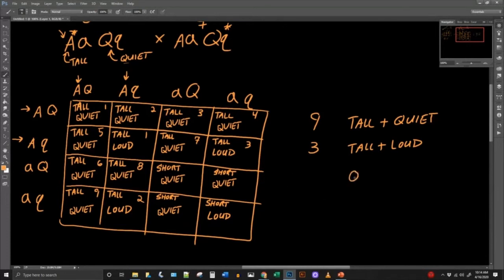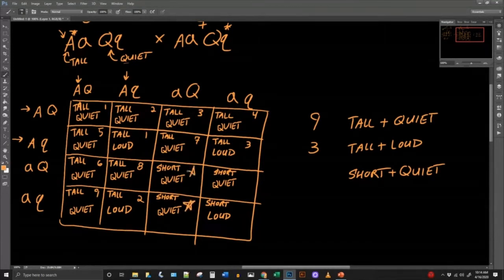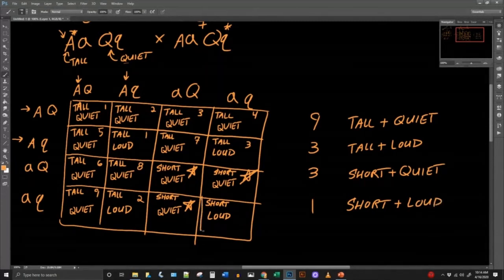How many? We'll do it in the same order. How many short, quiet? Short and quiet, this would be this one, and this one, so there's 3 of them. And then how many short and loud? One. It's this one right here.